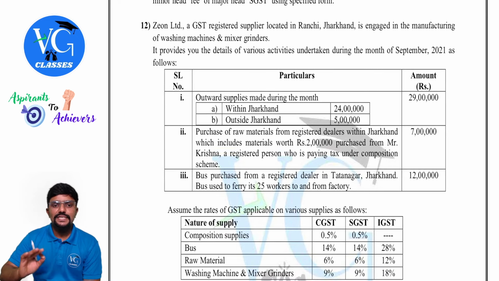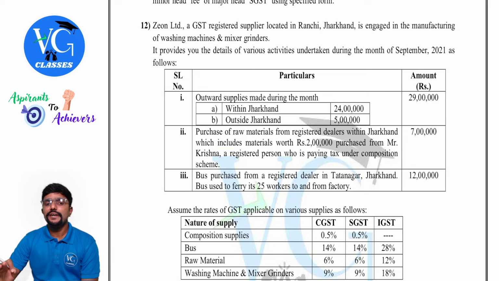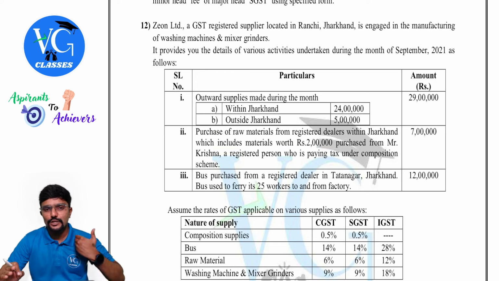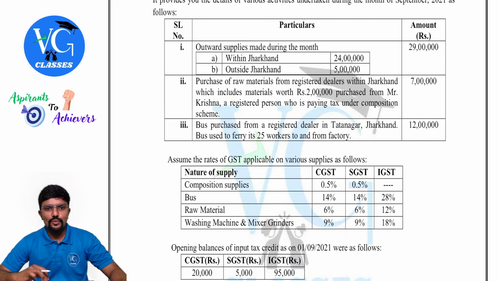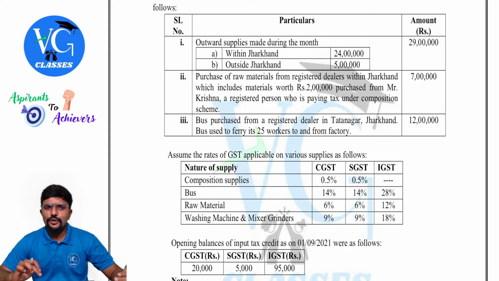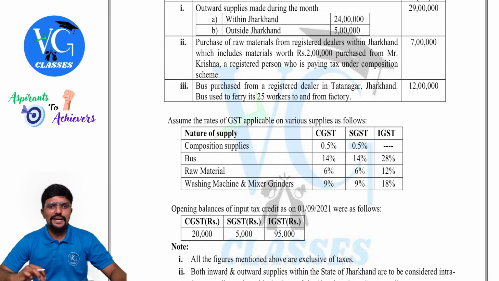Xeon Limited, a GST registered supplier located in Ranchi, Jharkhand, is engaged in the manufacturing of washing machines and mixer grinders. It provides you the details of various activities undertaken during the month of September 2021 as follows. Outward supplies made within Jharkhand 24 lakh and outside Jharkhand 5 lakh. Intra and inter, guys.